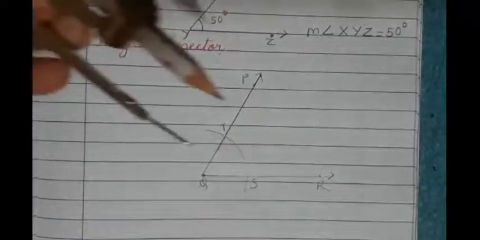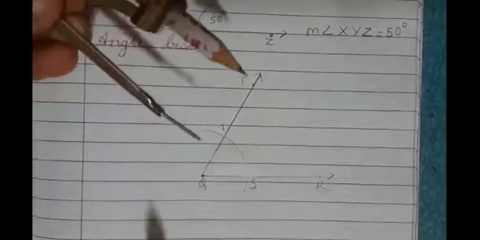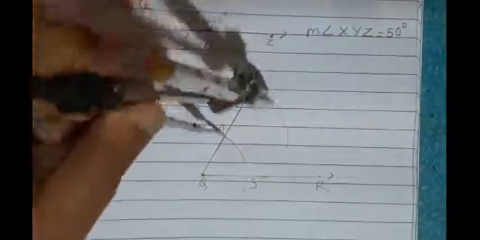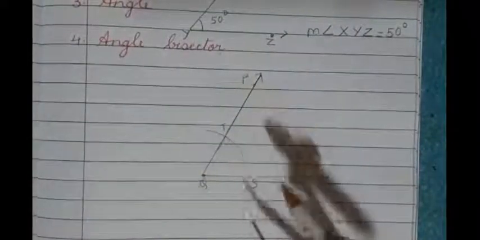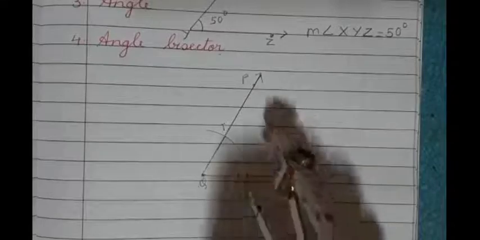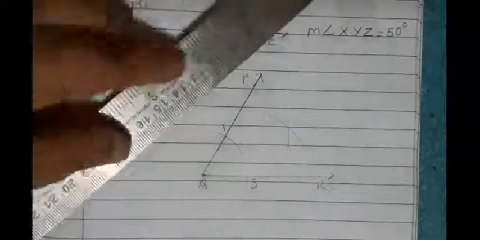Now whatever distance was there, if you want you can increase it a little bit. Now keep the pointed point on T and draw one arc. Later on, don't change the distance, keep the distance the same, keep the compass on point S and draw one arc in this way. After doing this, take a scale.